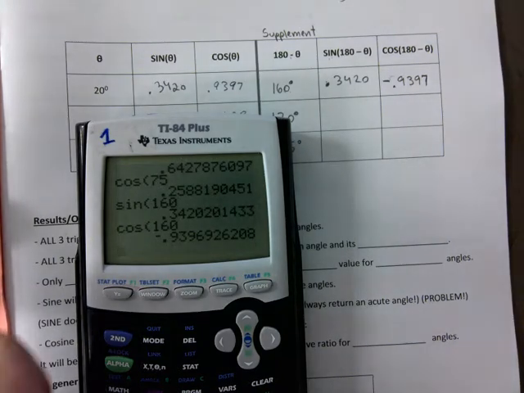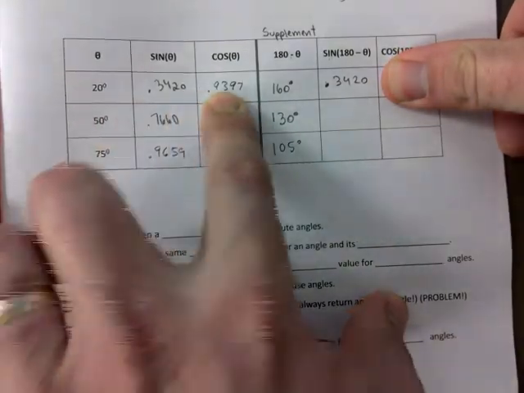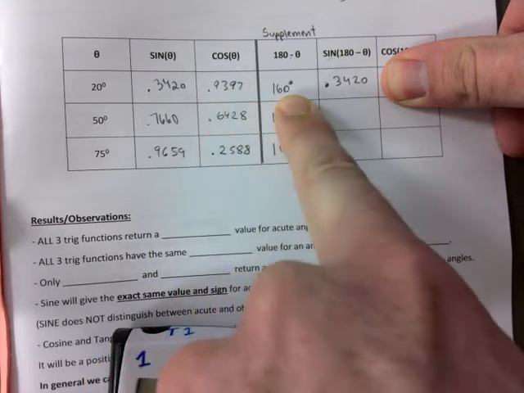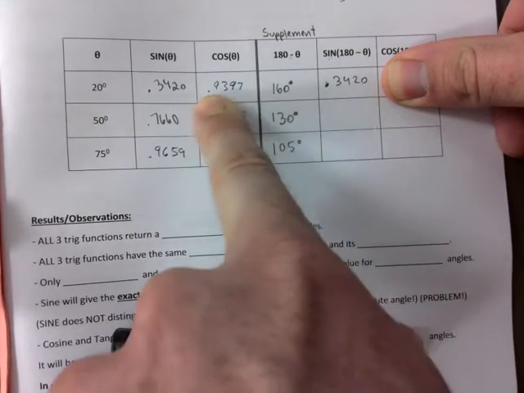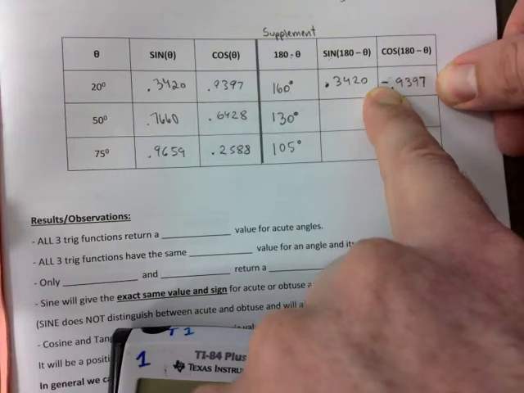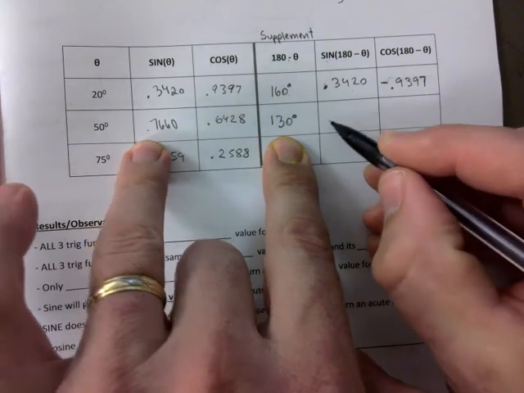So what do I mean? Next time, if I said, hey, if cosine of 20 is this, you should be able to predict that cosine of its supplement is exactly the same thing, but with a negative in front of it, because it's obtuse. So let's keep going. How about you trust me at this point?